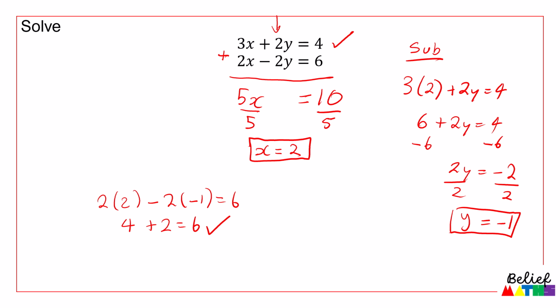So that's a way we can check our answer. We can just substitute our answer for x and our answer for y into the other equation that we hadn't used. So in this case, we use the second one. So we substitute that in and we see that 4 plus 2 does give 6. So we know our answer is correct.